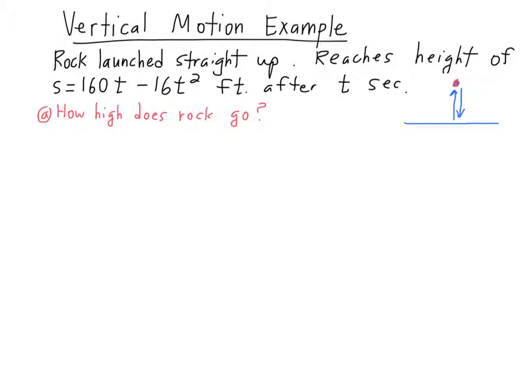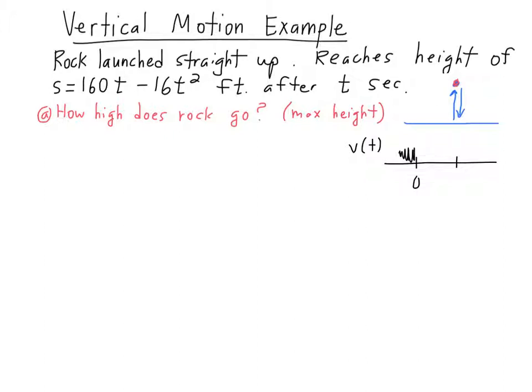So the first question is, how high does the rock go? We're looking to find the maximum height. Knowing that's what we need, let's think about what a sign diagram would look like for velocity. Just understanding this concept, we know that we can't have negative time, and at some point in the middle it's going to reach its high point.